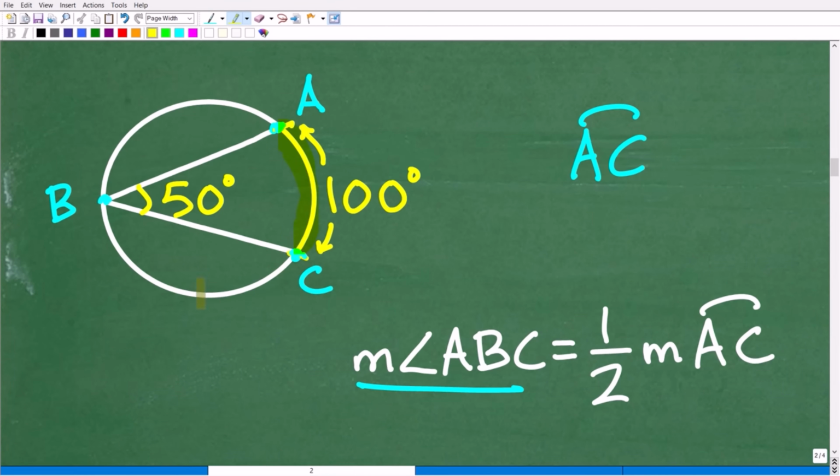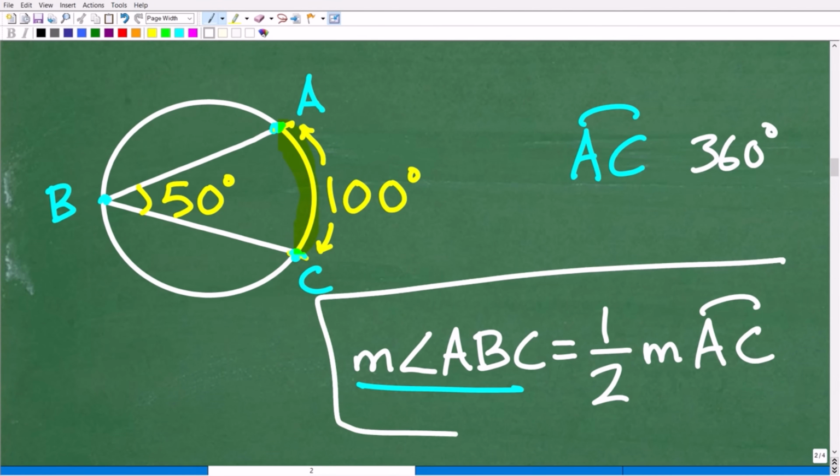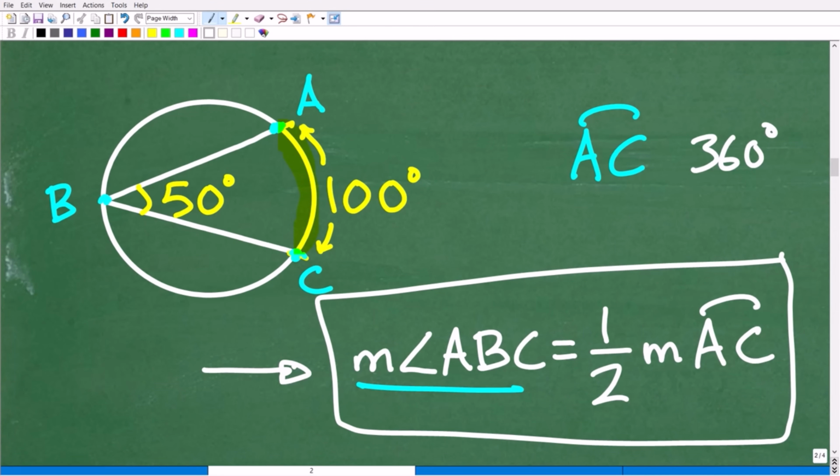Remember, a complete rotation, one lap around the circle, is going to be 360 degrees. Okay, so hopefully this makes sense, but this would be the formula that you would need to know if you were taking some sort of geometry course. It looks pretty fancy, right? But really it means something very simple: just half of the arc is what the inscribed angle is going to be equal to.